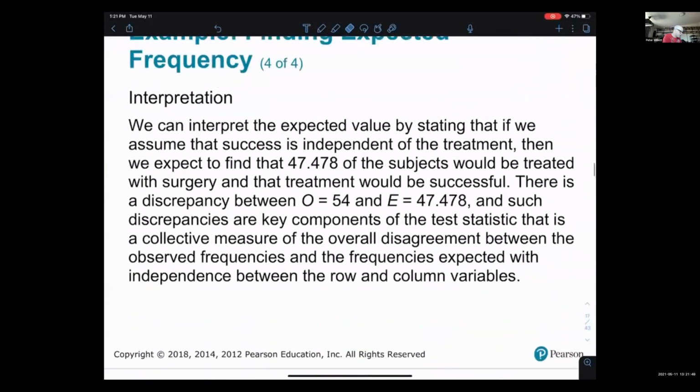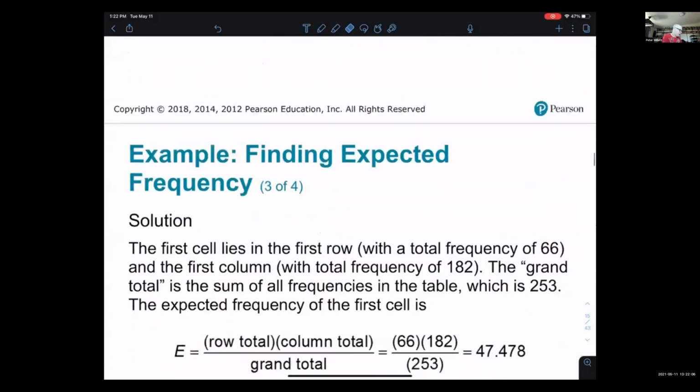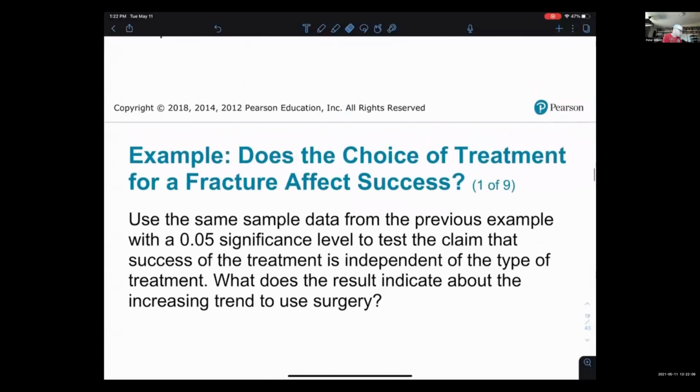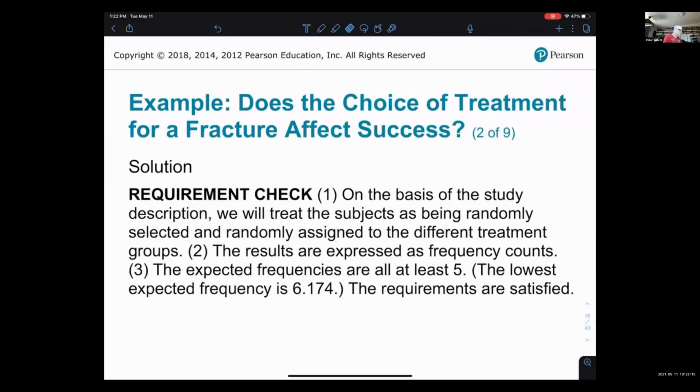Now, if we go back to the table, there was an observed failures of non-weight-bearing casts for 6 weeks that was only 3. So this illustrates that the observed values don't have to be at least 5. But instead, the expected values need to be at least 5. The lowest expected frequency was 6.1, whereas one of our lowest observed values is actually 5, but that's not what you check for this requirement. So that's satisfied.